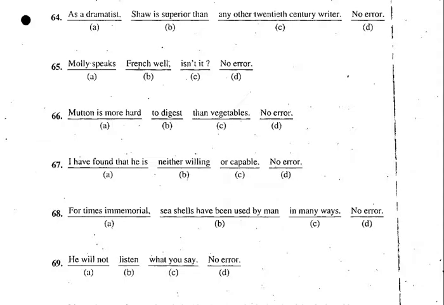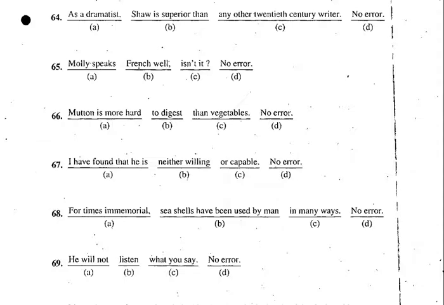What is the error in B? And what does the rule tell us? Whenever superior is used, it will be followed by to, not than. Now there are many other words like superior. They will be followed by to, not by than. You have to remember that rule. It's a very important rule because this question quite often appears in the UPSC examination.